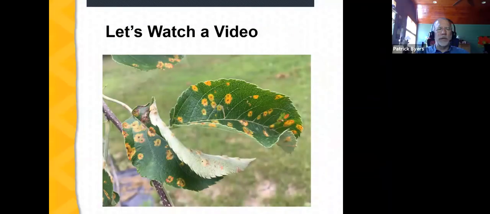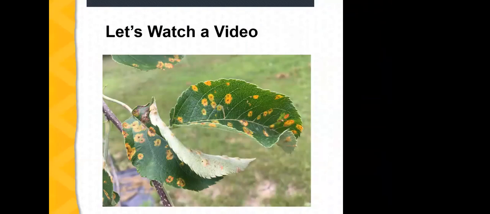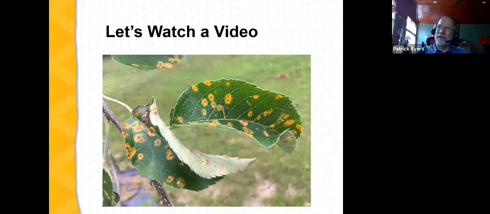Do we have any questions related to the disease triangle and that concept? No questions, but it's a brilliant concept. I love that it's a triangle. Yeah, it is. And again, it's a really nice illustration of the fact that three things have to be present before we have plant disease: a susceptible host, the favorable environment, and the plant pathogen.